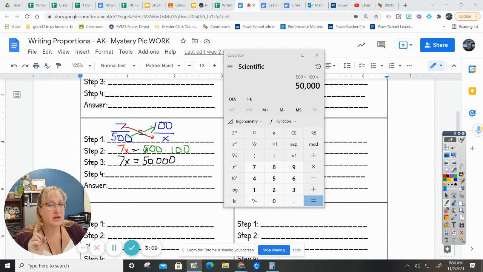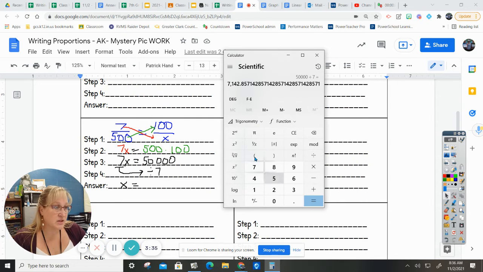There we go. Now, the next step is to use that inverse property. I'm going to take that 7 and move it over with division. So I'm moving the 7 over to the other side, which leaves only the X on that side, which was our goal, to isolate the variable. So the next step is to do the 50,000 divided by 7. So I have 50,000 divided by 7 equals, but it said on my paper before to round to the nearest tenth.